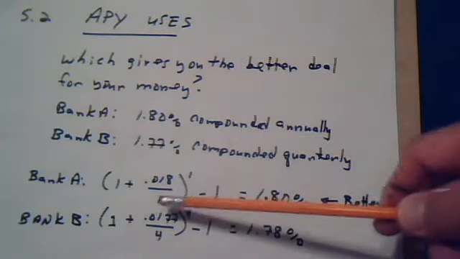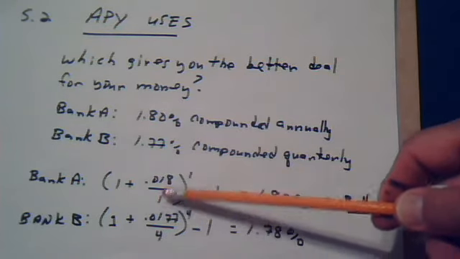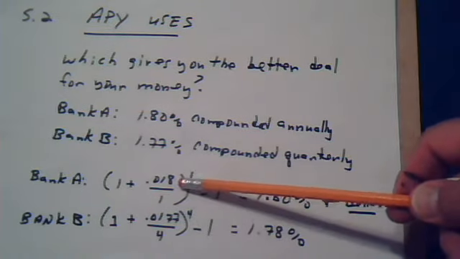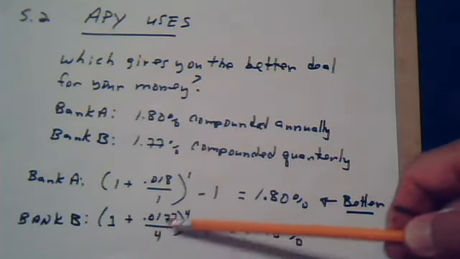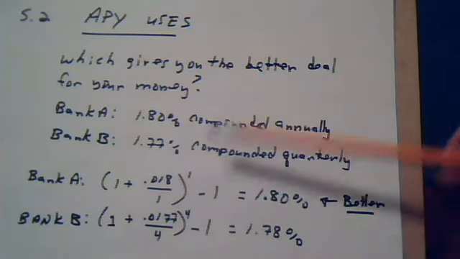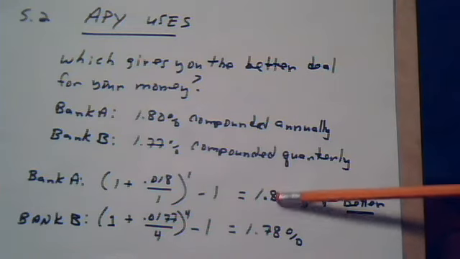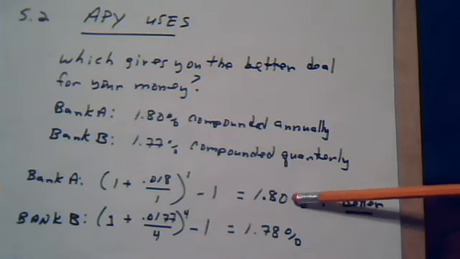Compounded annually, so the M is a 1. So you put it here and here. That's what the formula has, an M here and an M here. So the 1 goes in those two places. Compounded quarterly, so the 4 goes in these 2 places. Simplify, and these are the annual percentages you get. This is a better deal. It's more for your money.